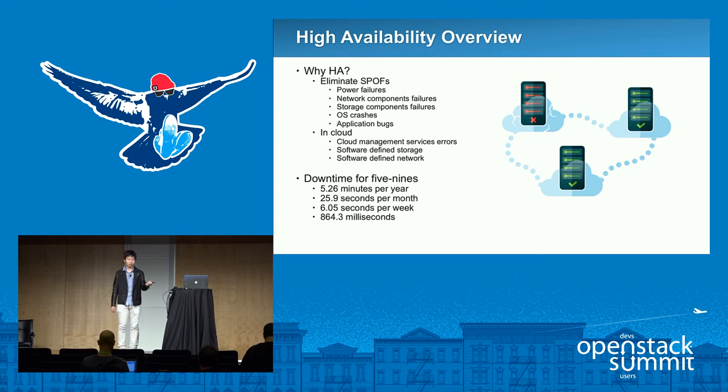In the cloud, we are running many services like the cloud management service or the network controller service. We also use some software-defined technologies like software-defined networks and software-defined storage. All these technologies are used for the virtual machines running in our cloud, and the virtual machines are actually running the applications used by our clients. So the SLA of our cloud actually impacts the SLA of our clients. That's why we need HA in our cloud and why we must design a solution in the cloud for our clients.